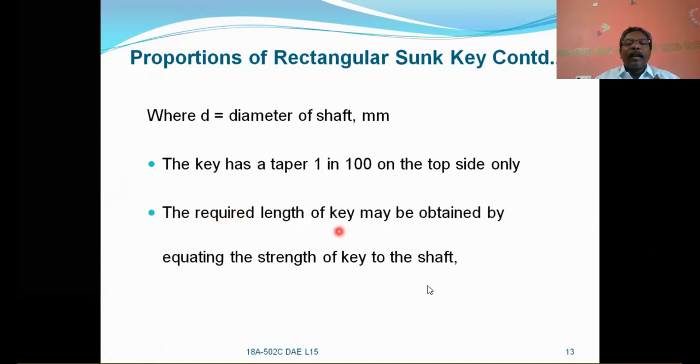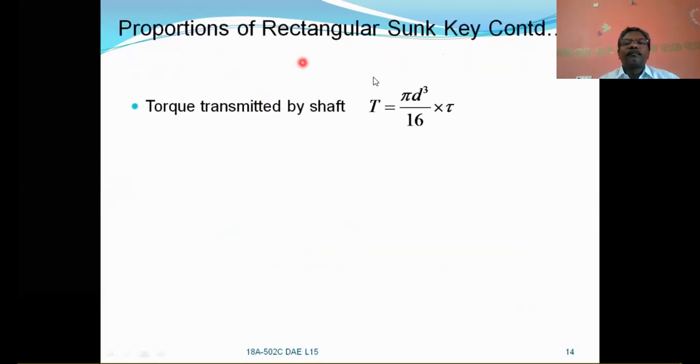So the required length of the key may be obtained by equating the strength of the key to the strength of the shaft. Right now, the torque transmitted by the shaft formula is pi by 16 tau d cube, and this is the torsional equation, that is T is equal to pi by 16 tau d cube.